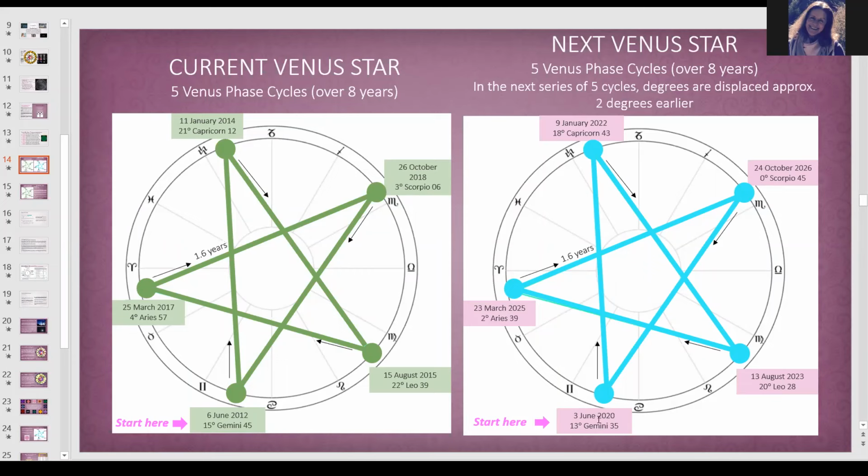Coming over to the next chart, this is the next Venus star. In the next series of 5 cycles, degrees are displaced approximately 2 degrees earlier. So starting down here at the bottom, on the 3rd of June 2020, the Venus star will be at 13 degrees Gemini. Then on the 9th of January 2022 at 18 degrees Capricorn. On the 13th of August 2023 at 20 degrees Leo. On the 23rd of March 2025 at 2 degrees Aries. And then on the 24th of October 2026 at 0 degrees Scorpio.